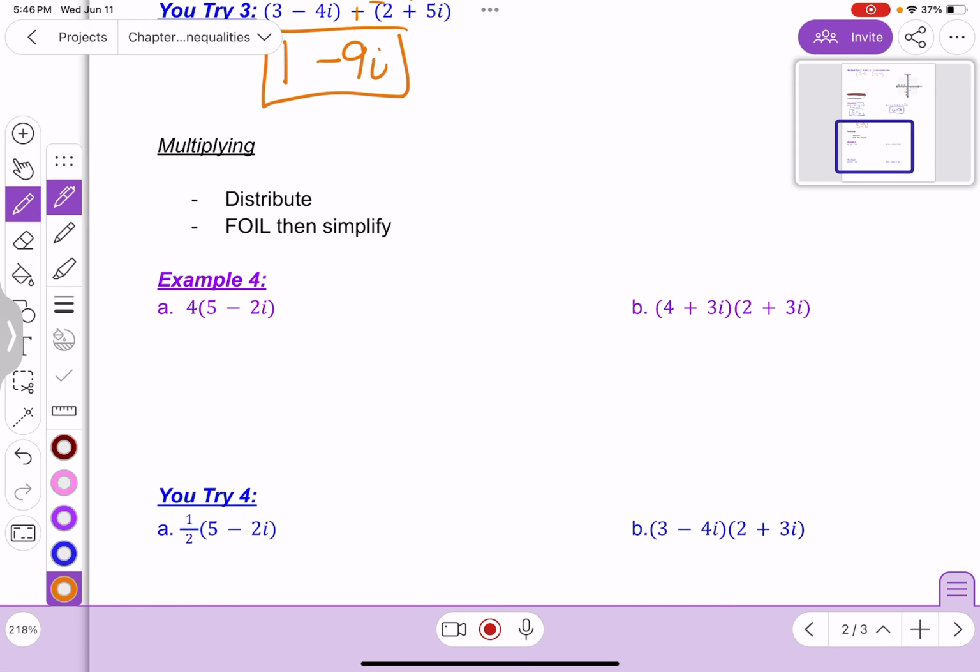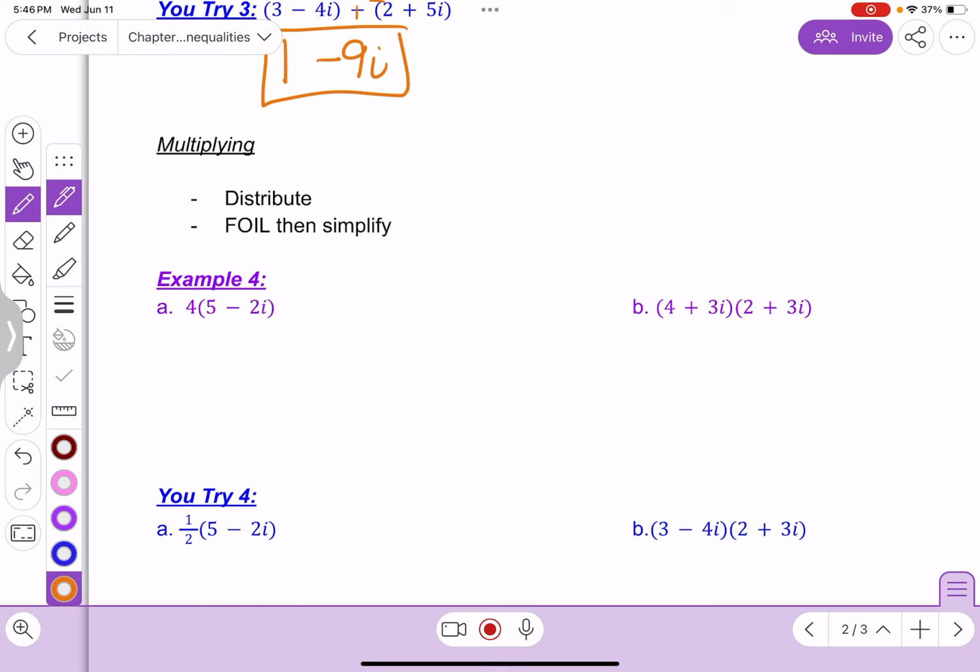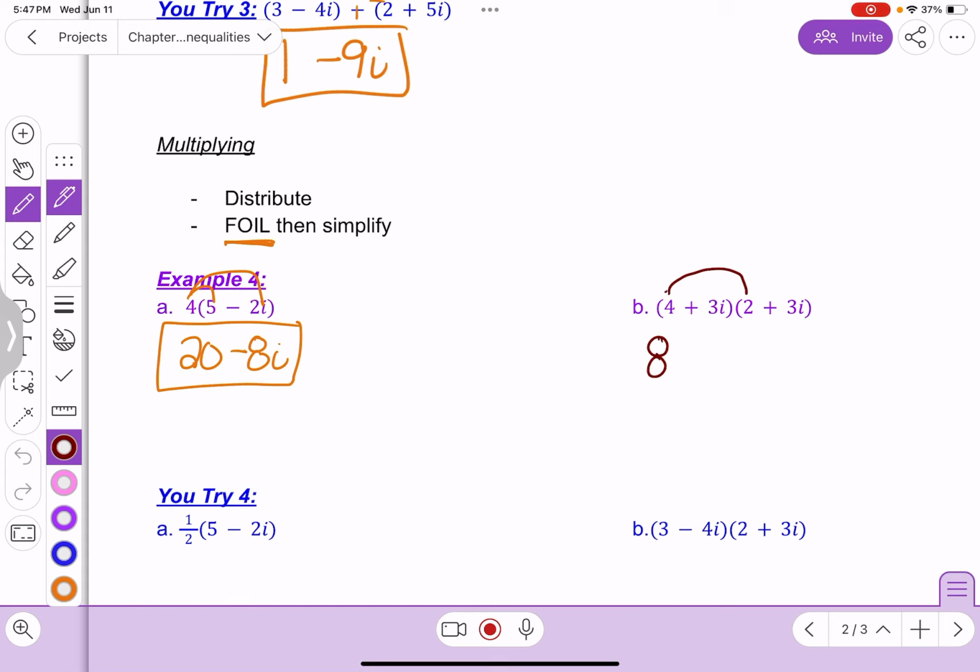Okay. Multiplying. If it looks like A here, it's just distributive property. So you distribute it. 4 times 5 is 20. And 4 times negative 2 is negative 8i. So it's no different than a variable. When they look like B, we're going to FOIL it, just like we would a regular binomial. So first times first, outside times outside, inside times inside, last times last.